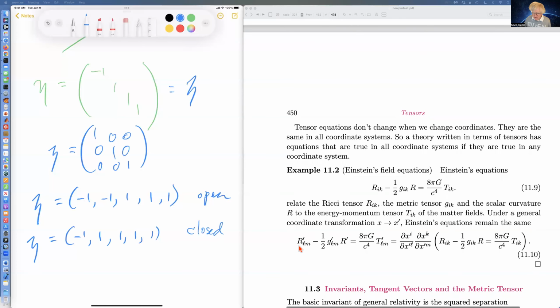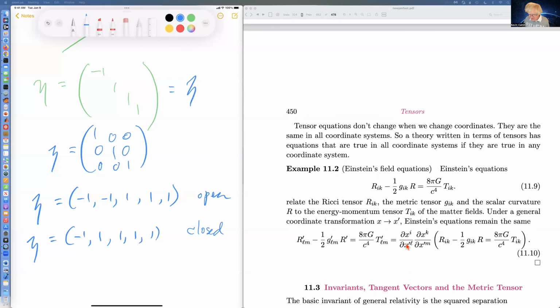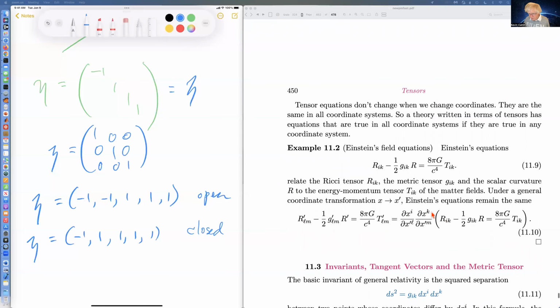And so here is, for example, a prime index L has to stay downstairs, and the prime index M stays downstairs, and the other indices go upstairs. And being upstairs, they form invariants with the things that they match in the Einstein equation.